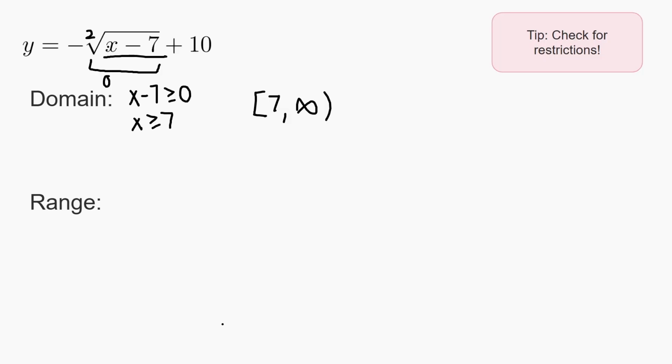And when this is really big, it's going to be negative a really big number plus 10, right? So the top of our range is going to be 10. And what's the bottom of our range? When x is really big, then it's going to be a negative really big number plus 10. So that's basically negative infinity. So our range is going to be negative infinity to 10. And it's a bracket because 10 is included, right, when x equals 7.